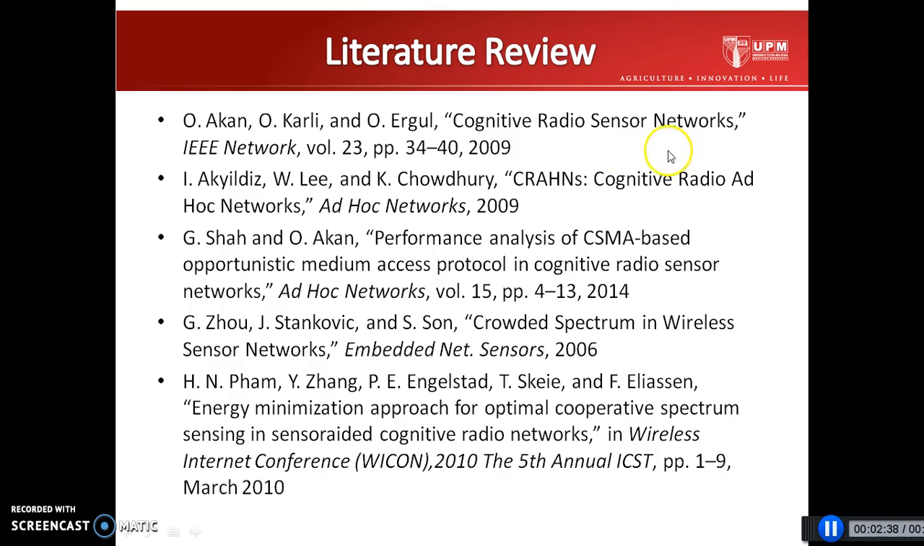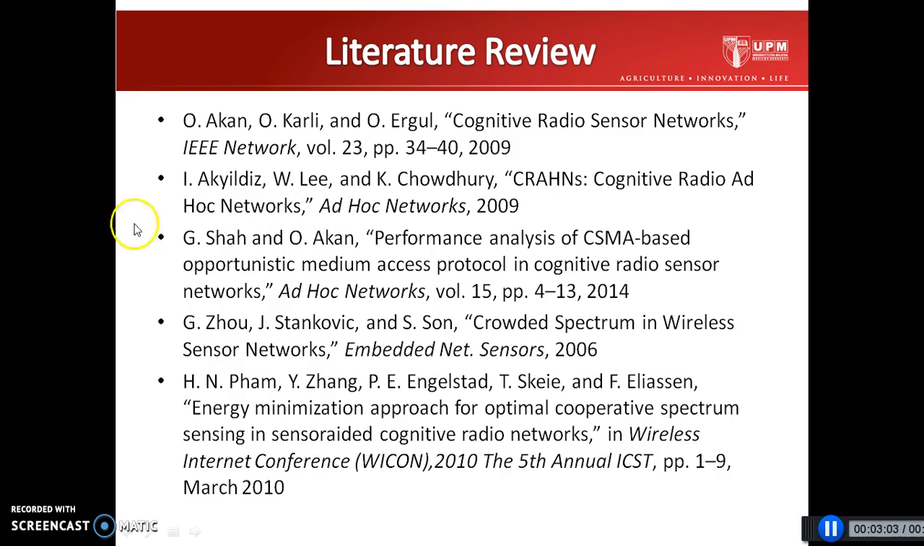And next, you can see the one by Akyildiz on the Cognitive Radio Ad Hoc Network. It explains ad hoc CRSN technology. As we know that CRSN consists of WSN and CRN, a better understanding is needed to help in this project's accomplishment.